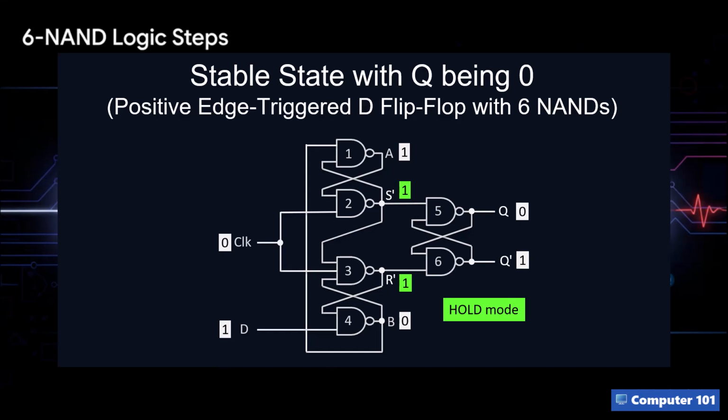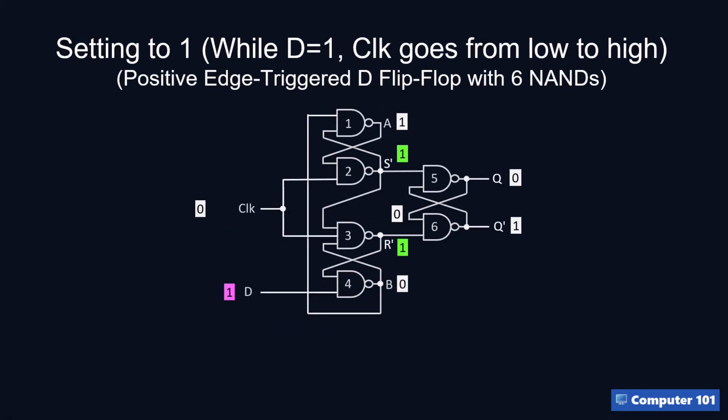So in step 3, for our active low SR latch formed by gates 5 and 6, a 1 and 1 input means hold state. Nothing changes. The shutter is completely closed. But here's where the magic happens. Let's say our data input D is high. Since S bar and R bar are both high, the output of gate 4 is 0, which in turn makes the output of gate 1, 1.